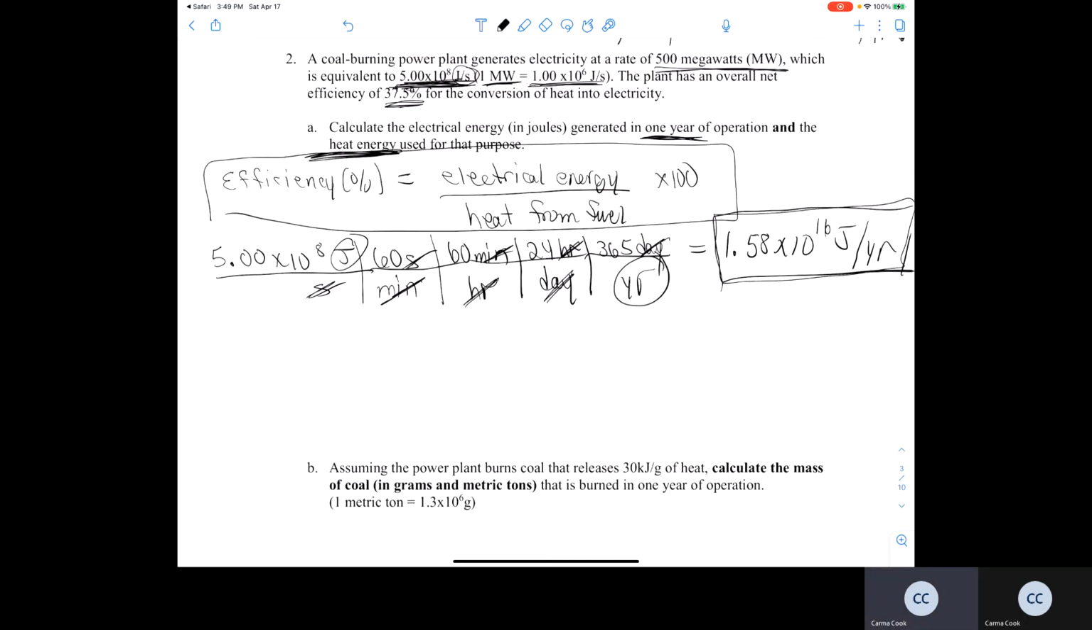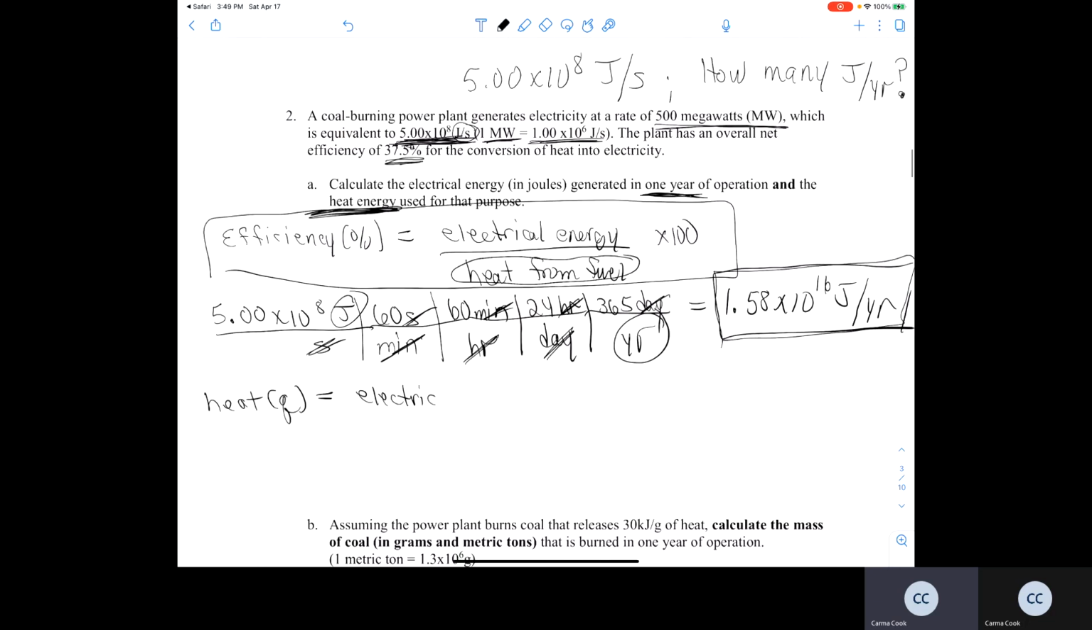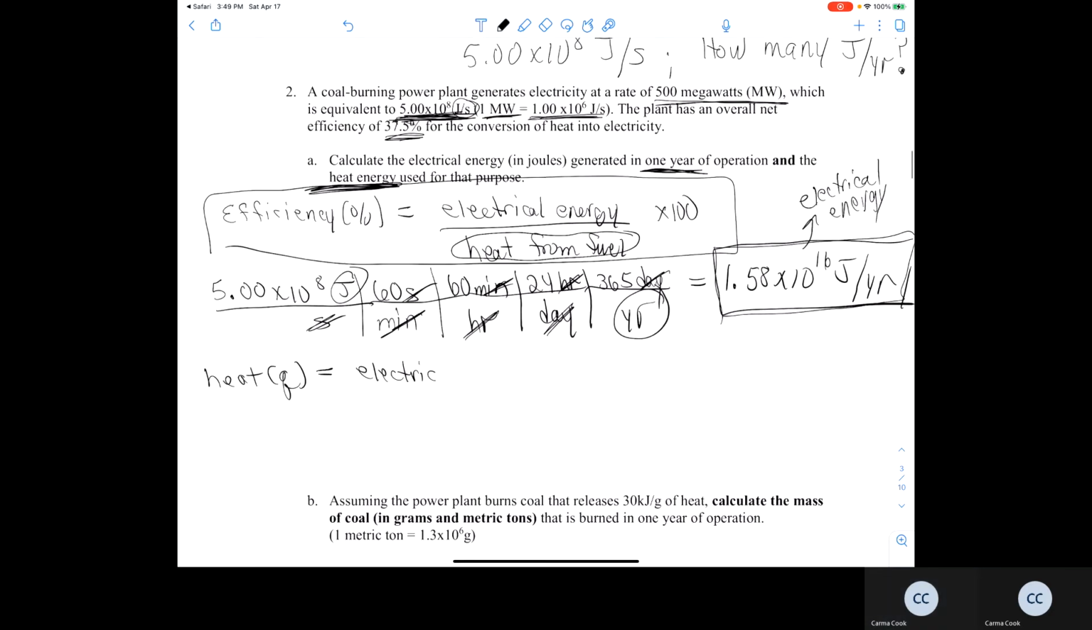And so the heat, which we call Q, is going to be equal to the electrical energy, which we already calculated. This is the electrical energy generated in 1 year, divided by the percent efficiency. Of course, we got to change that percent to a decimal by dividing by 100.